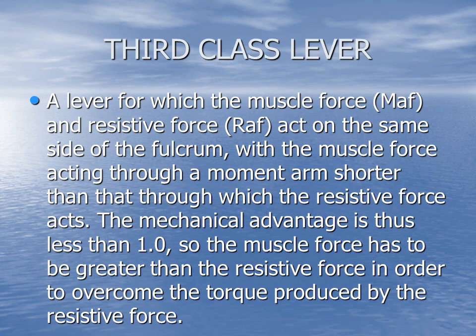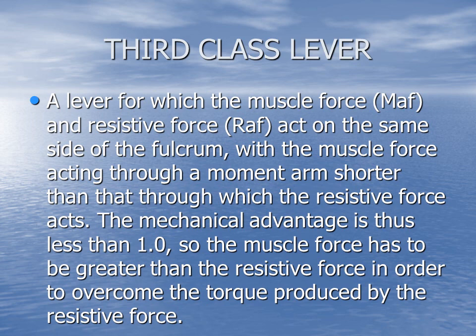Now, a third class lever is a lever for which the muscle force and the resistive force act now on the same side of the fulcrum. However, in this arrangement, in contrast to the second class lever, now we have the muscle force acting through a moment arm which is shorter than that through which the resistive force acts. And the classic example of this is a catapult.